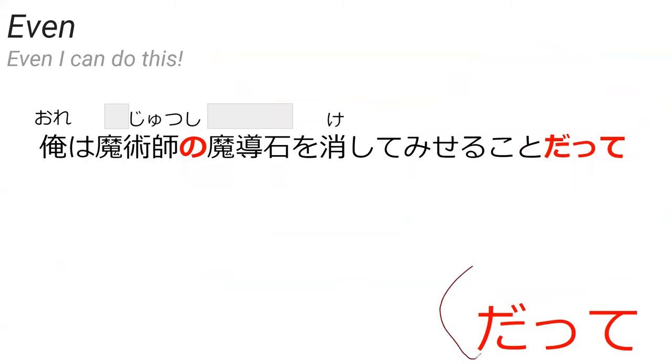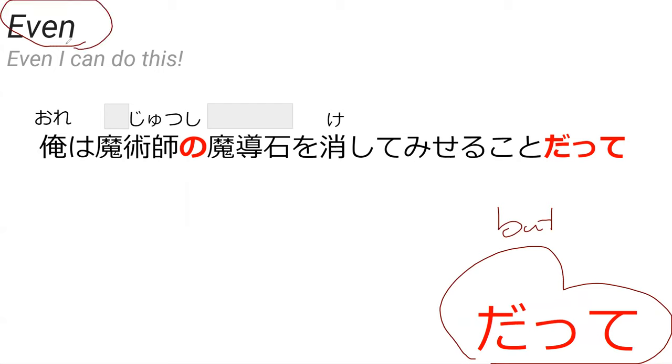So our next thing is datte. You've probably heard this a lot. Like someone might start something in anime and be like, datte, datte. And in that case, a lot of times it's translated as but. But at the end of a sentence, a lot of times even is a better way to translate it. Like, even I can do this would be how you can think about it.